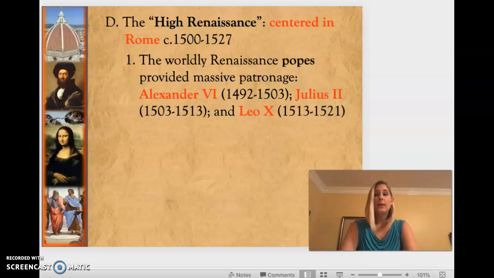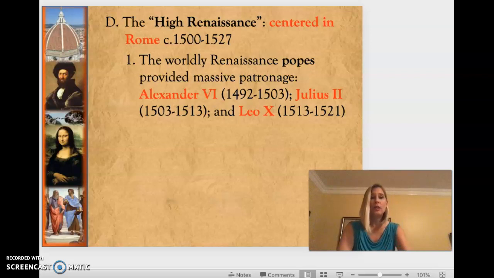Now we're ready to take a look at the artists during the High Renaissance period. And if y'all remember, by the 1500s, we mentioned how there was a shift in the art from Florence to Rome for different reasons. So we see here during the height of the Renaissance, the center is going to be in Rome. The worldly Renaissance popes provided massive patronage.